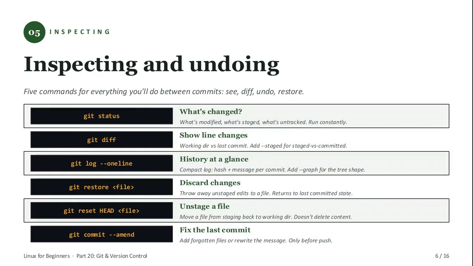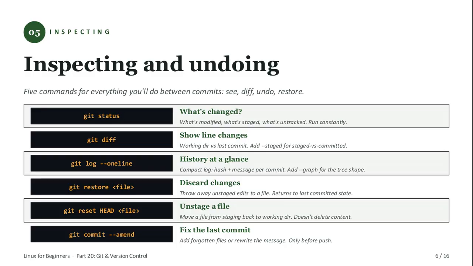Now, between commits, you'll spend most of your time inspecting what you've done and occasionally undoing it. Status and diff are your eyes. Status tells you which files moved. Diff shows the actual lines that changed. Log with --oneline gives you the timeline in compact form.